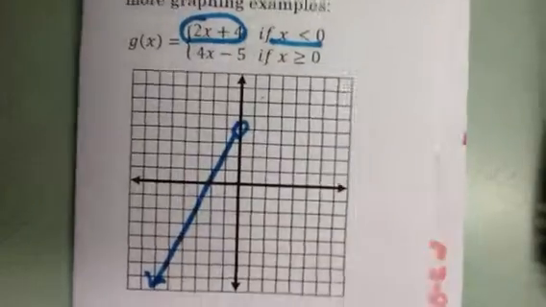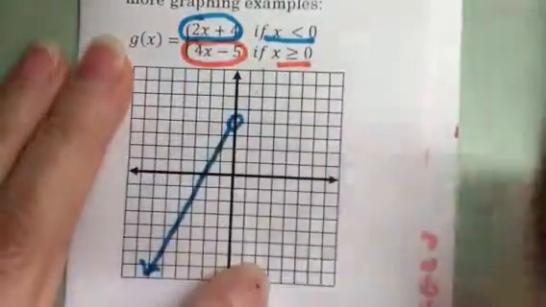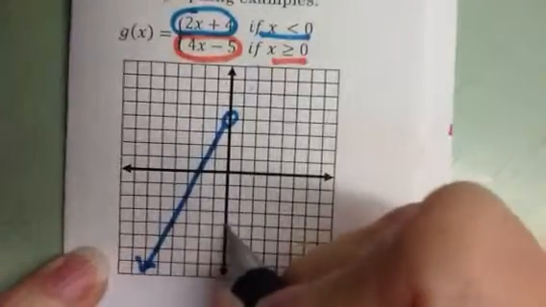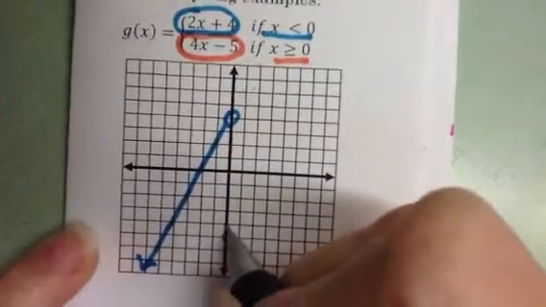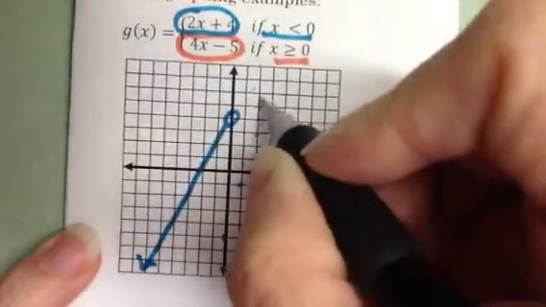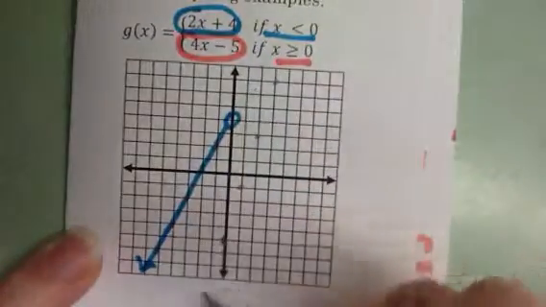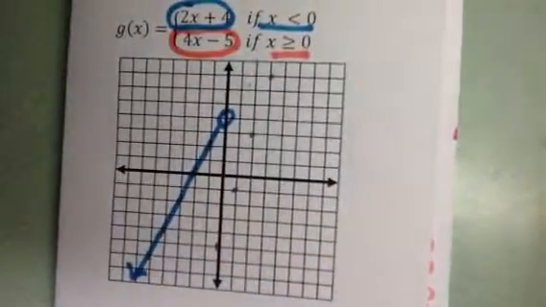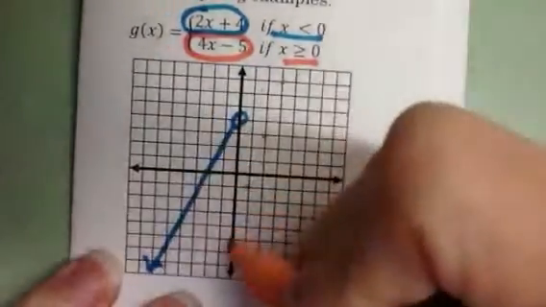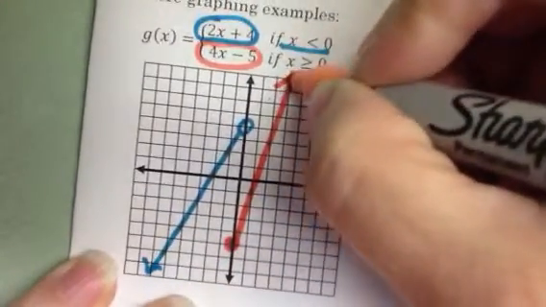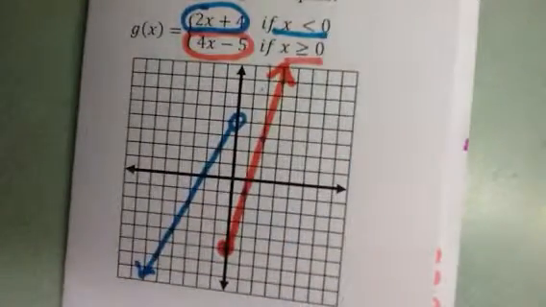And then for my second line, y equals 4x minus 5 if x is greater than or equal to 0. So I'm going to go to negative 5, and then I'm going to go up 4, right 1, up 4, right 1. And then I don't even have to go down here because I'm only going greater than 0, so I don't need this part. So I'm going to have this time a closed circle here. And you really should use a ruler or something straight to make nice straight lines. So that's our piecewise function.